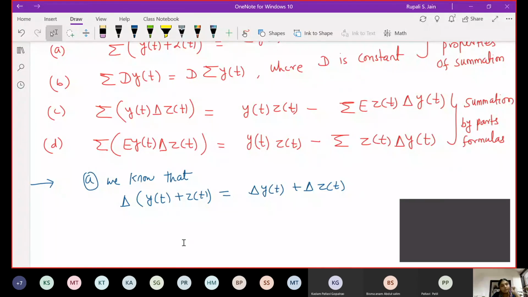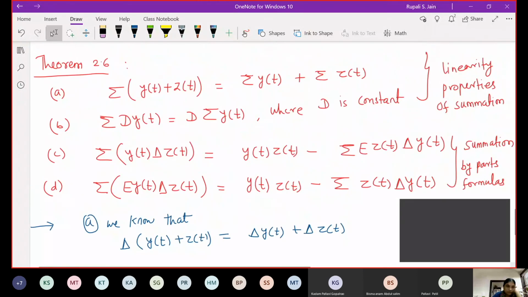Can anybody think of how I will proceed? Similarly, to prove B, we know that delta of d yt is d times delta yt. So from that I want to prove the summation version.